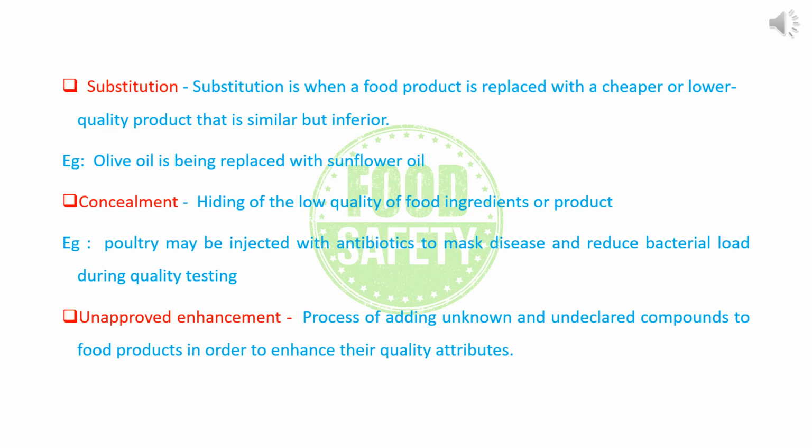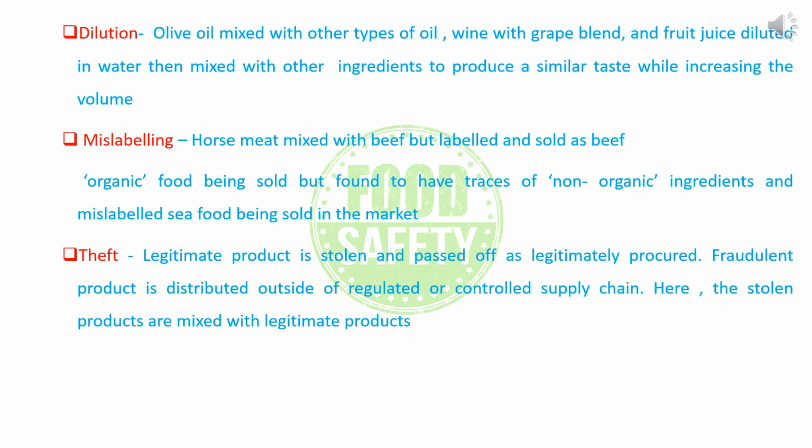It is the hiding of low quality of food ingredients or product. Example, poultry may be injected with antibiotics to mask disease and reduce bacterial load during quality testing. Third is unapproved enhancement. It is the process of adding unknown and undeclared compounds to a food product in order to enhance its quality attributes. Next is dilution.